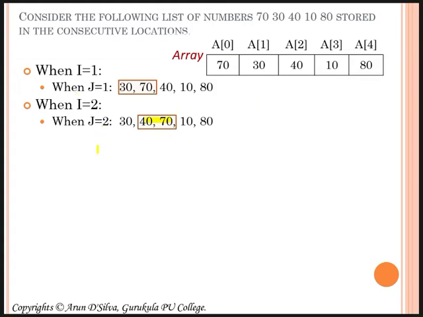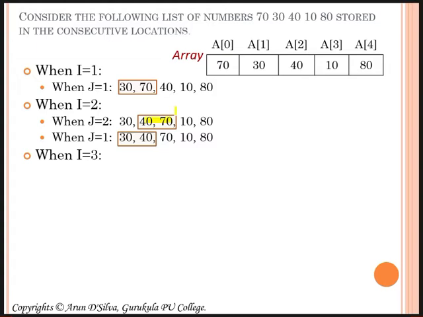Now j will be decreased by 1. When j equals 1, these two locations will be compared. The 30 and 40 will be compared. Now 30 and 40 are in the correct order, so it will not be interchanged. Now j is decreased one more, it becomes 0. So the while loop will not continue, it goes to the outer loop. Now i becomes 3.